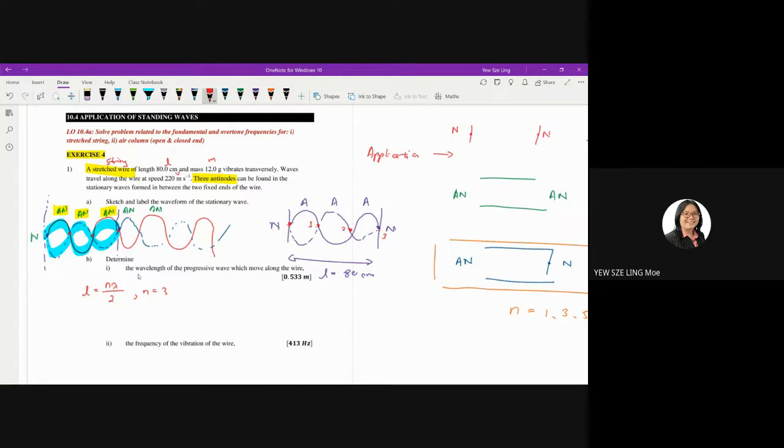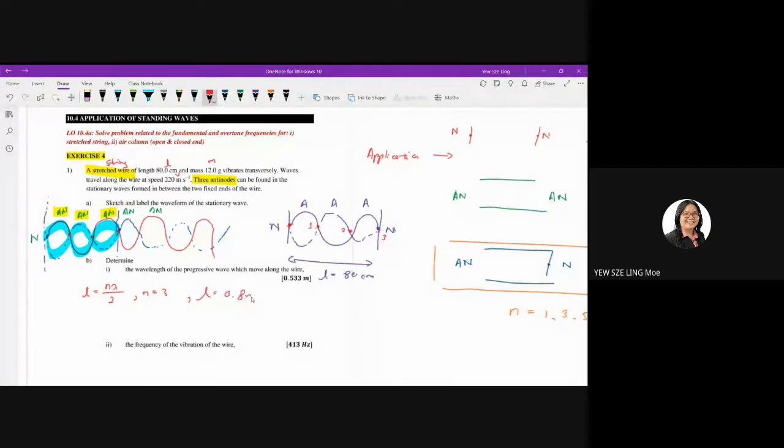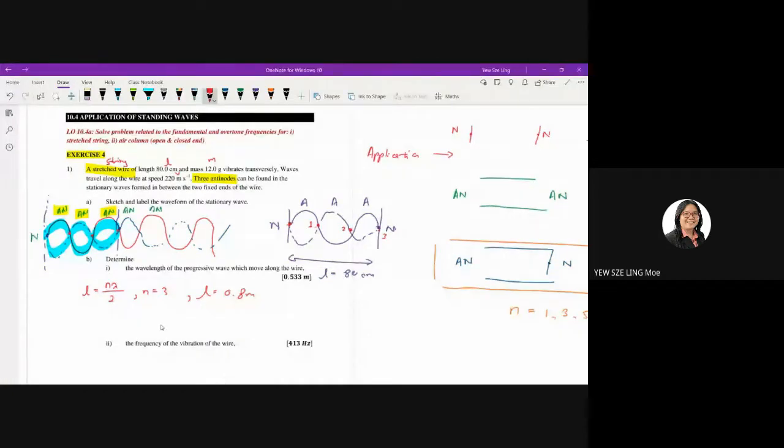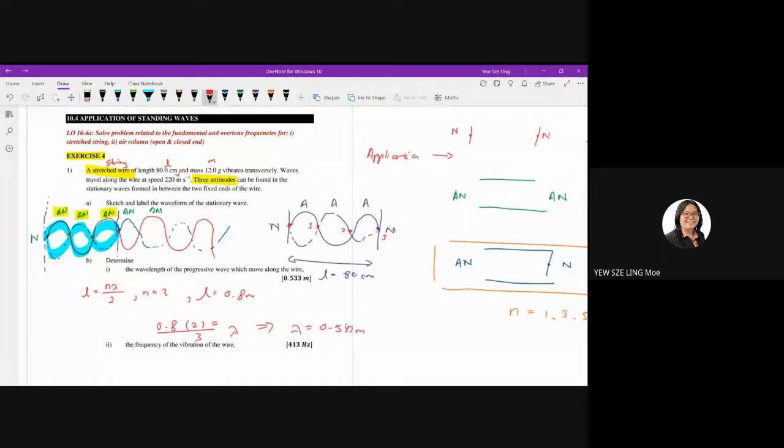Now that I have n equals 3, and I know that my L is equal to 80 cm, which is 0.8 meter, rearrange the equation. I have 0.8 times 2 divided by 3 equals lambda. Therefore, lambda equals 0.533 meter. So that is the answer, and that is how you solve it.